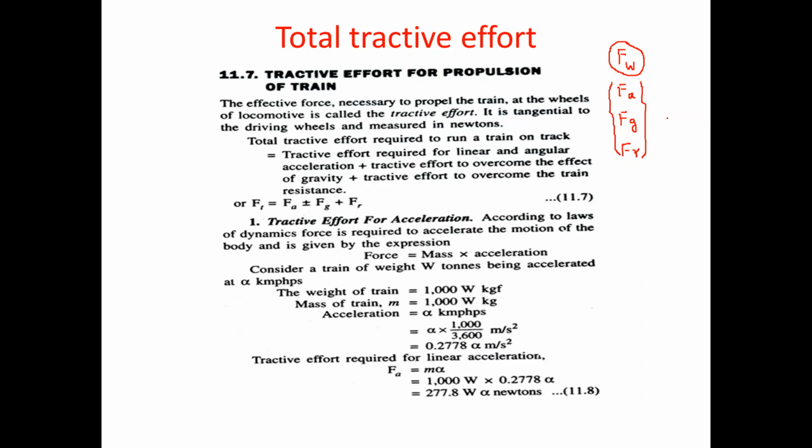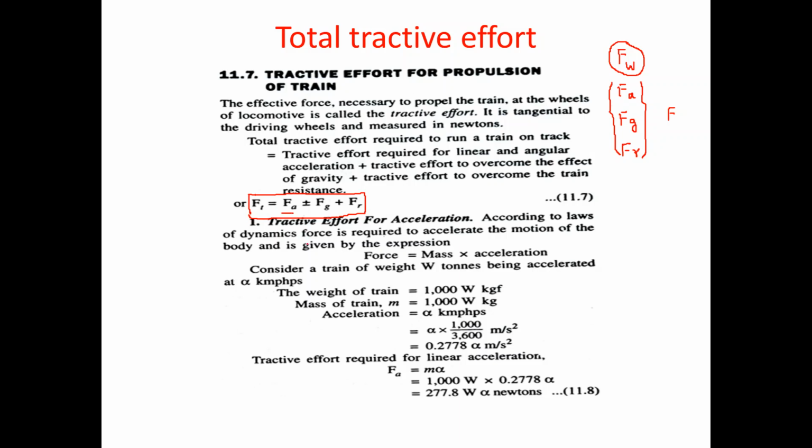This is called the total tractive effort, or total tractive force required to propel the train. The given equation shows the total force F is equal to Fa plus Fg plus Fr. This is the tractive effort required for the train movement. Now let us find out the equation for each of these forces.